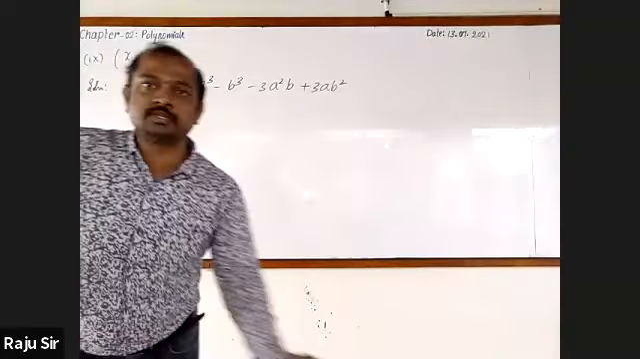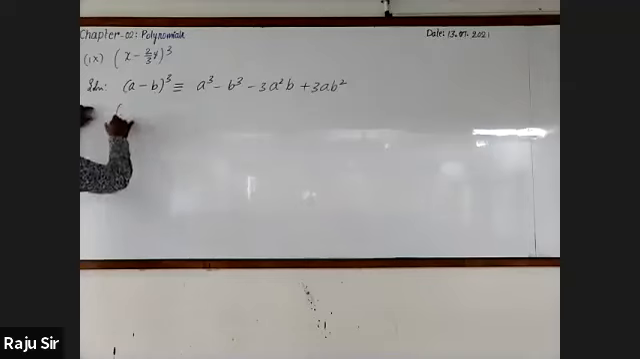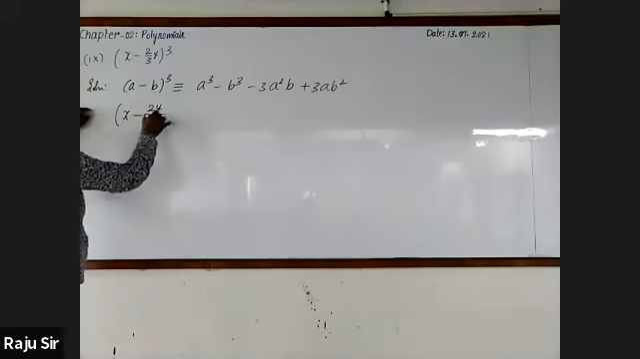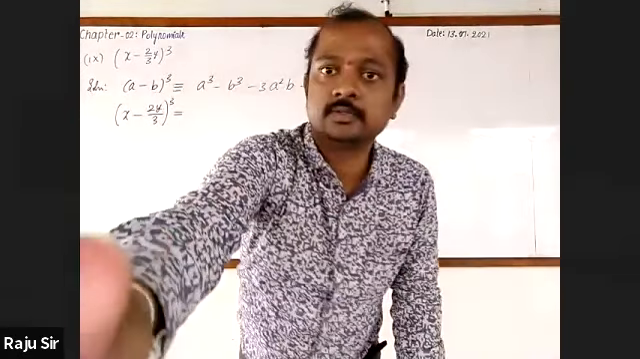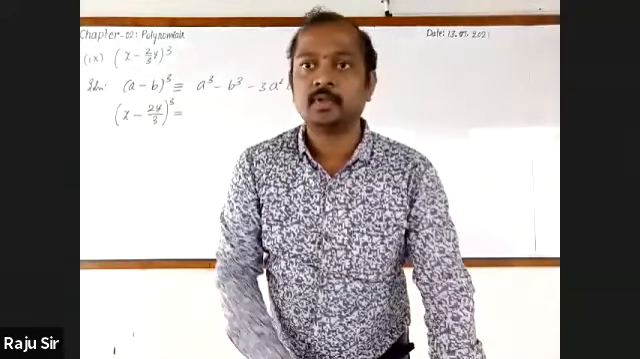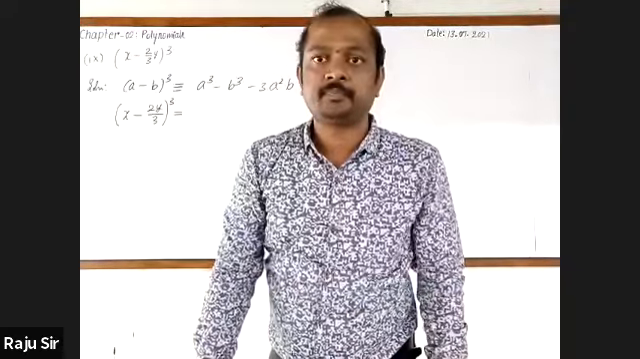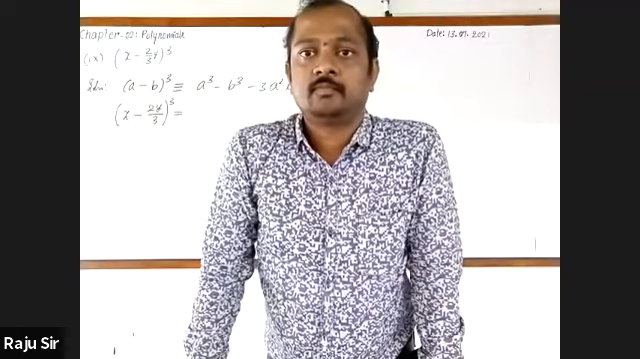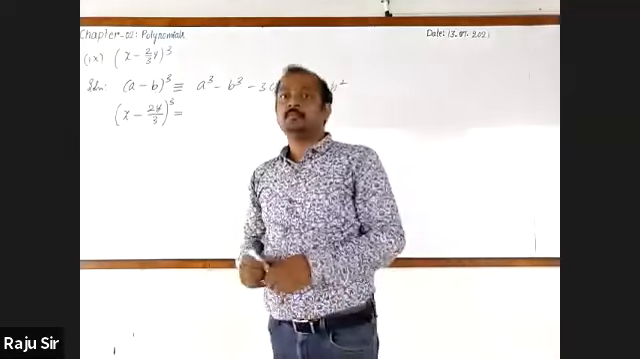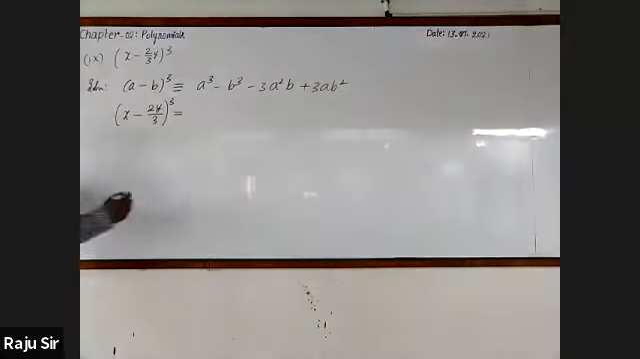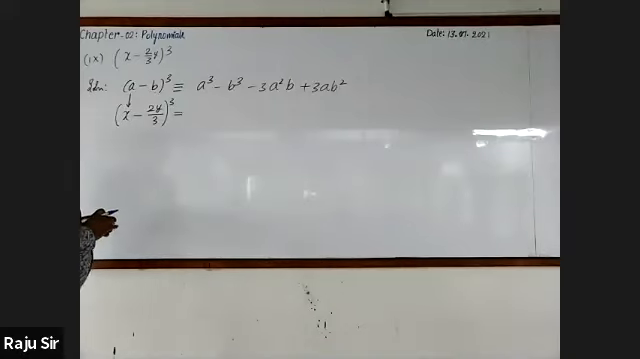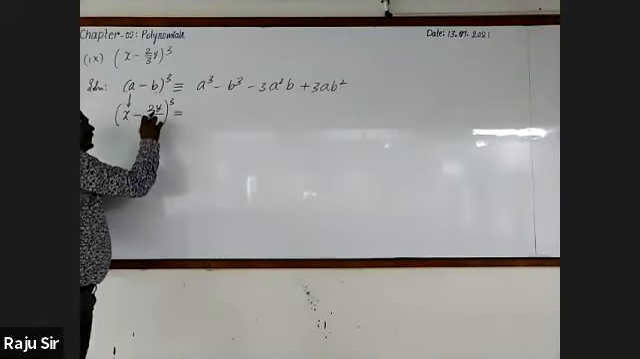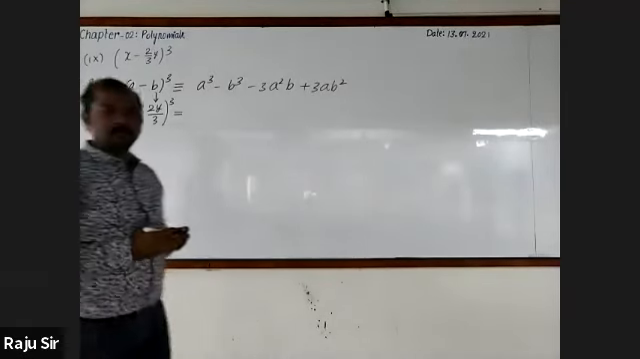Now you may go for substituting. It is x minus 2y by 3, whole cube. Now tell me, what is a? x, very good. What is b? 2y by 3. Now let me go for substituting.